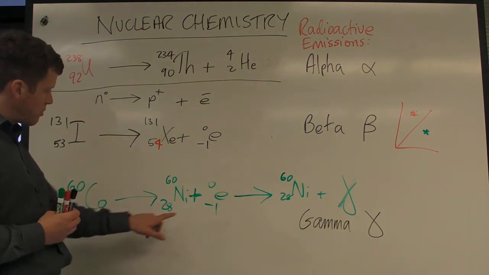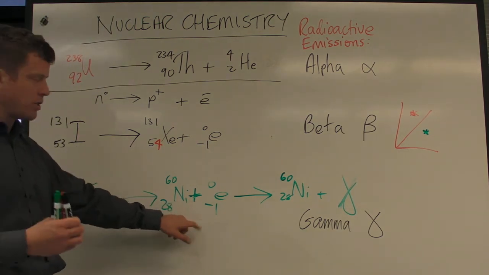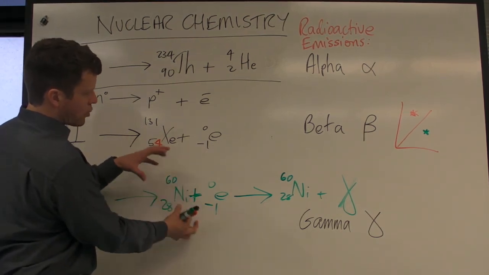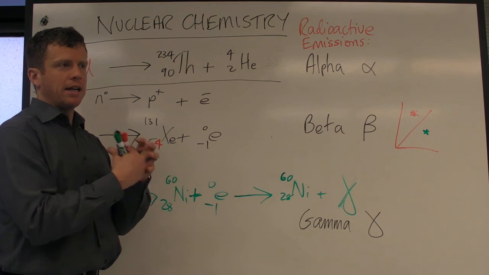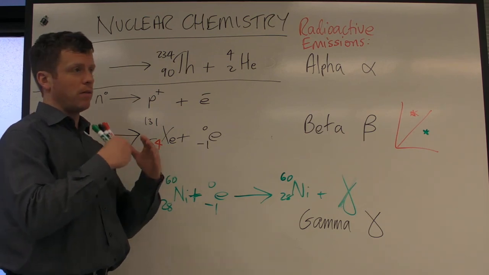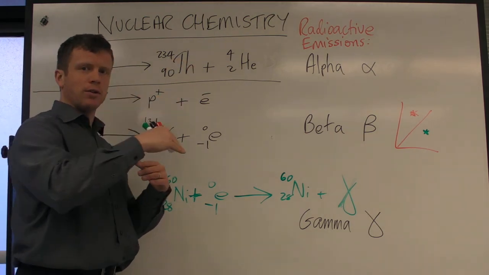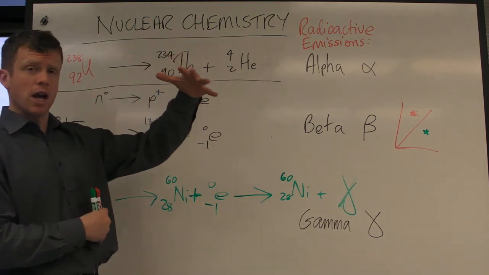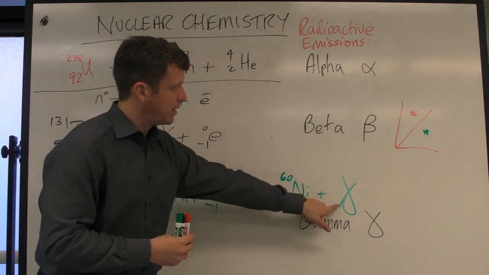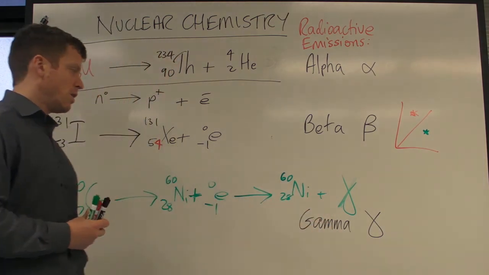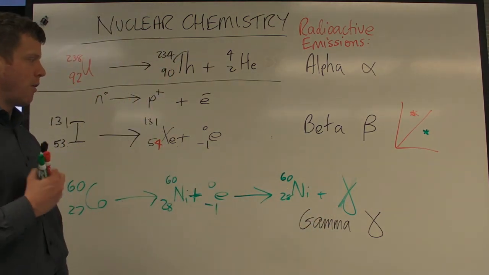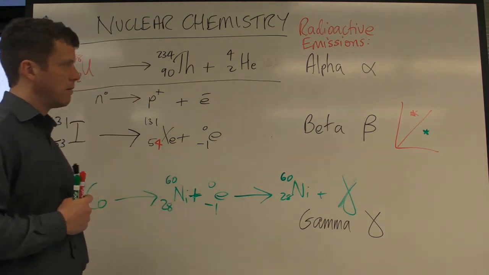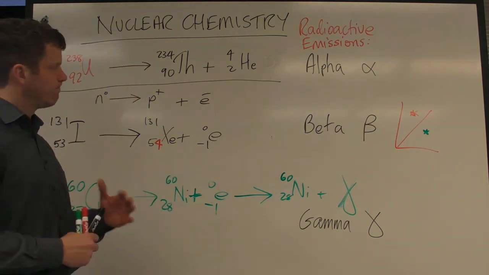So it undergoes beta radiation first, or beta emission, excuse me. So it kicks out an electron, and then this nickel version of nickel is highly, highly excited. All the electrons are in higher energy levels. Then as they eventually drop back down, because they can't exist in those high energy levels, gamma photons are emitted. So gamma is very, very dangerous, very difficult to stop, because it's photons, light particles.